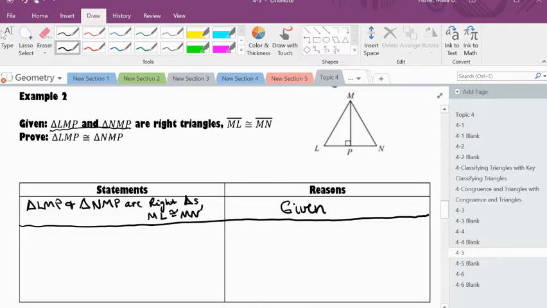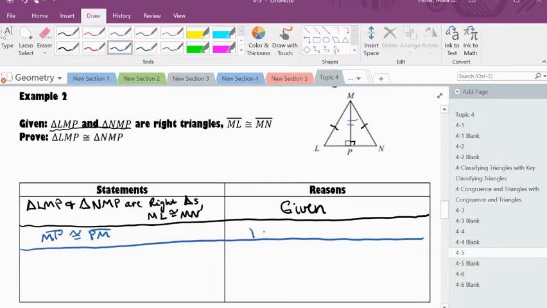It's always a good idea to go mark that on there. So the fact that ML is congruent to MN is marked right there. And they did already mark that this is a right triangle, but I'm going to go ahead and mark that this is also a right triangle. The next thing that I can assume in looking at this picture is that MP is going to be congruent to PM. And hopefully you know that that is the reflexive property.